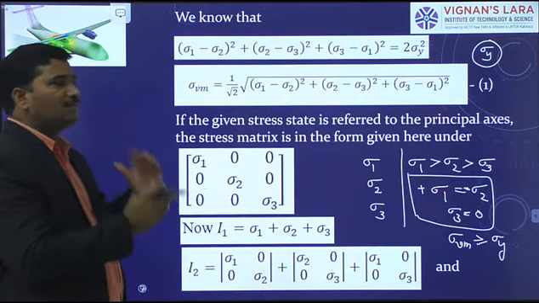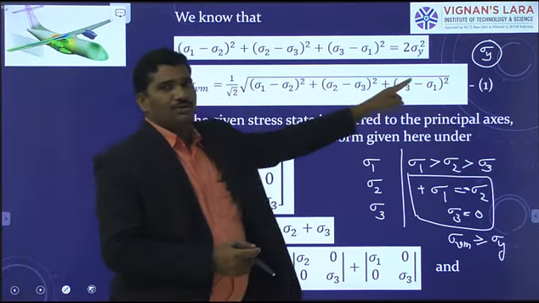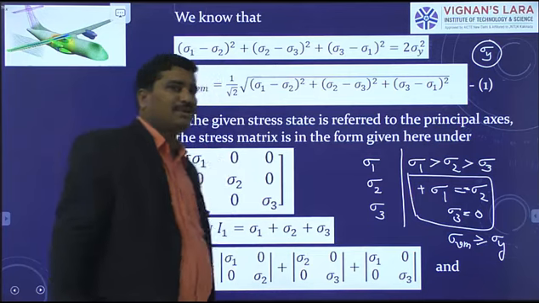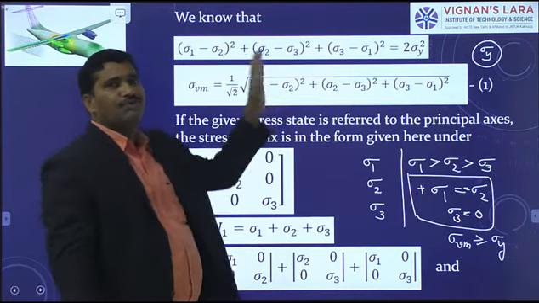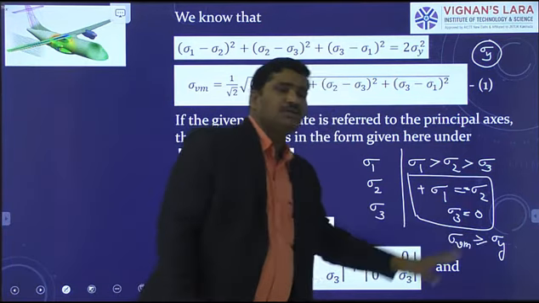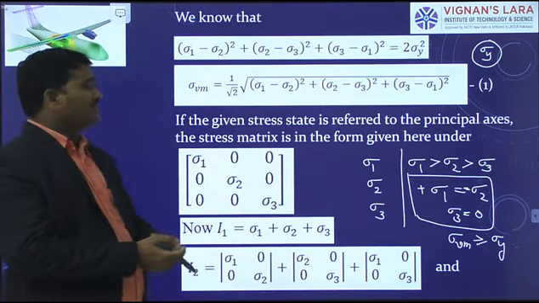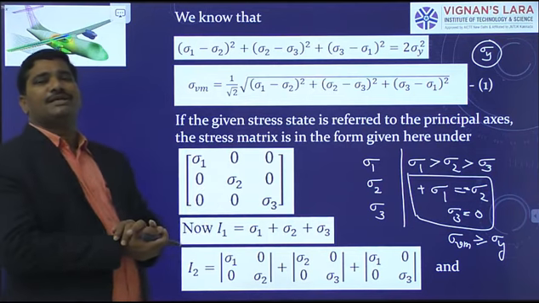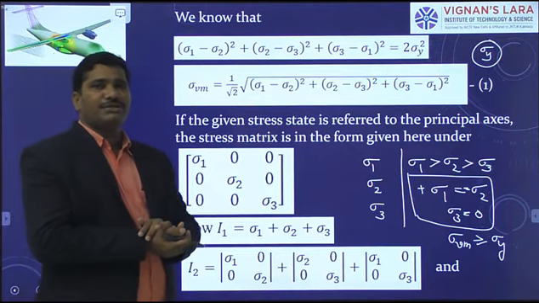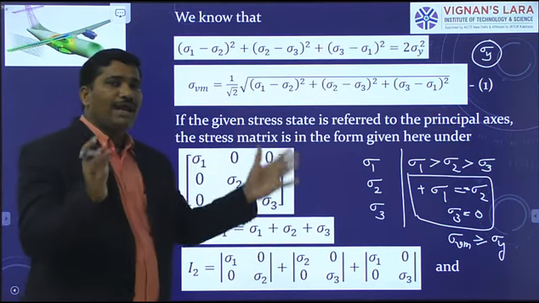After simplifying, the von Mises stress equals 1 by root 2 into the square root of (sigma 1 minus sigma 2) whole square plus (sigma 2 minus sigma 3) whole square plus (sigma 3 minus sigma 1) whole square. This is how you can define the von Mises stress. If it is greater than or equal to the stress at the yield point, failure takes place. This is more suitable for ductile materials, and this theory of failure supports the case where a body is under hydrostatic pressure.